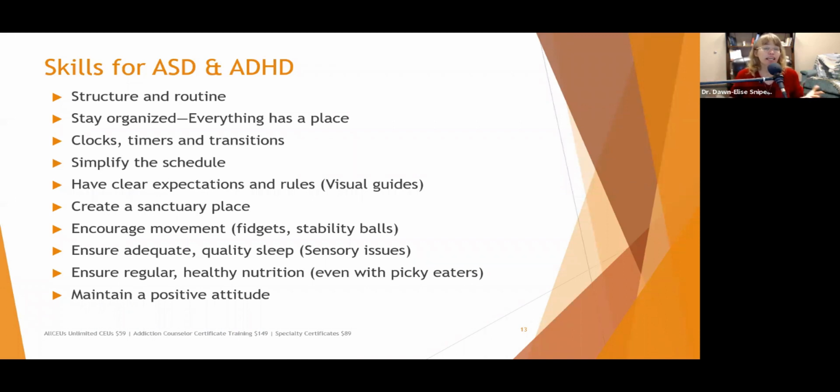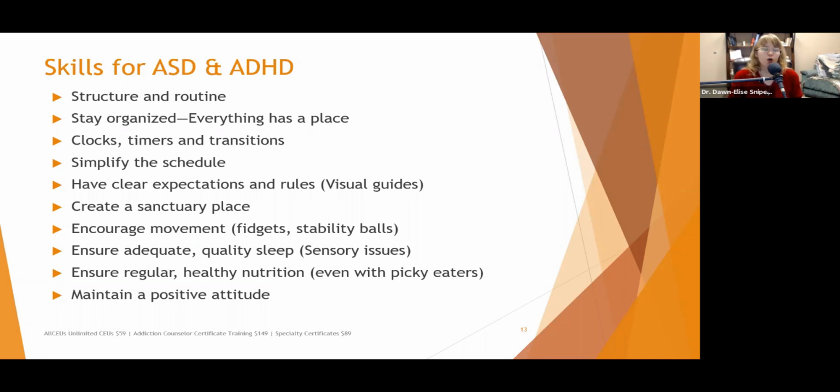Have the person create a sanctuary space at home and wherever they spend a lot of time. That way, if they start to get overstimulated, they know they have a safe space they can go to. That safe space may be a corner where they put on their sunglasses and their noise-canceling headphones for a minute. You may not be able to get super inventive with that in some circumstances, but at least they know that's a place they can go. Encourage movement, such as fidgets, or when they're sitting and doing their homework, get a big stability ball instead of a chair for them to sit on.